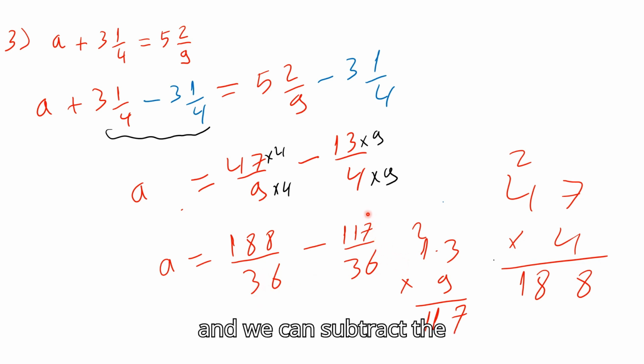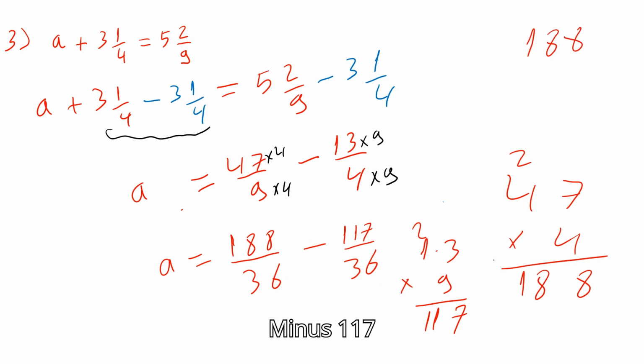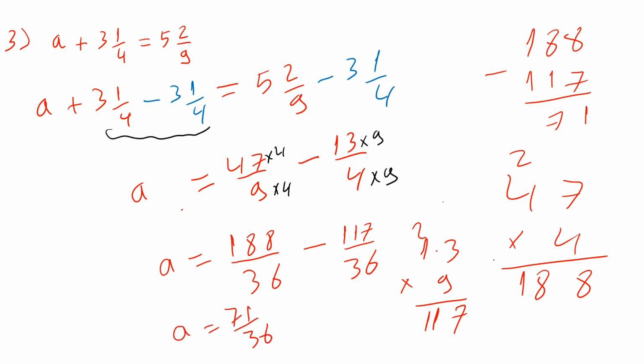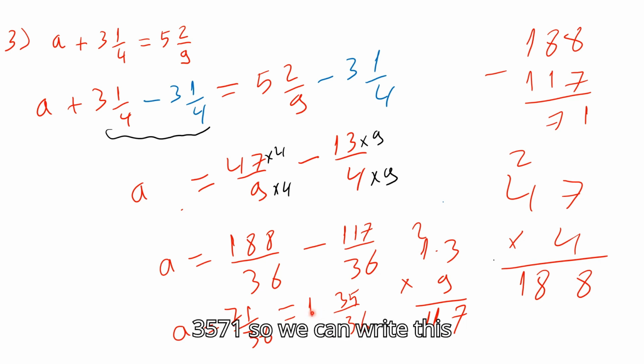And we can subtract the numerators, 188 minus 117, because we have the same denominator. So 188 minus 117 is 71. So A equals 71 over 36. Or we can write this as a mixed number, so it equals 1 and 35 over 36. Why? Because 36 times 1 is 36, plus 35 is 71. So we can convert this fraction to a mixed number.